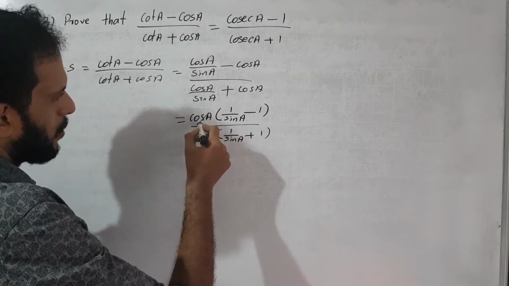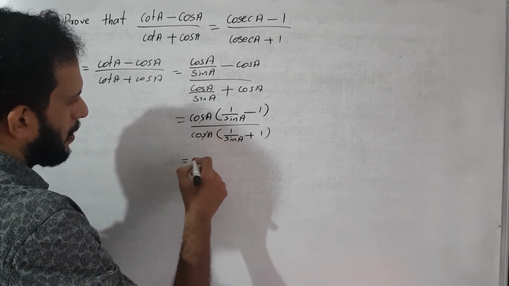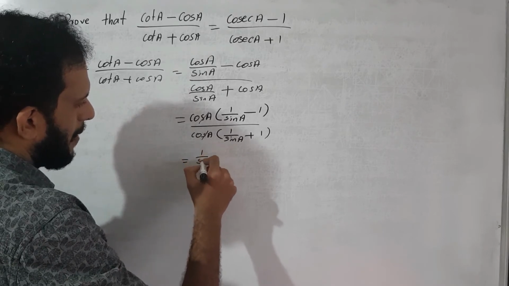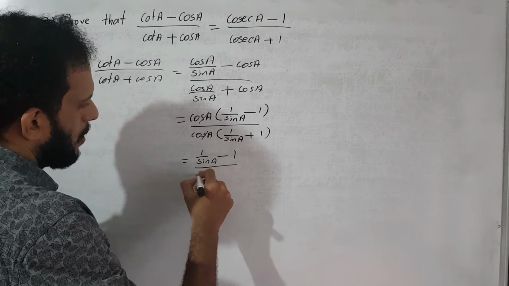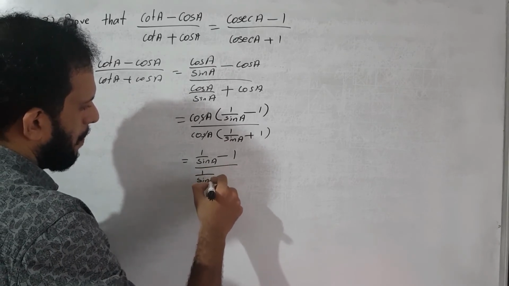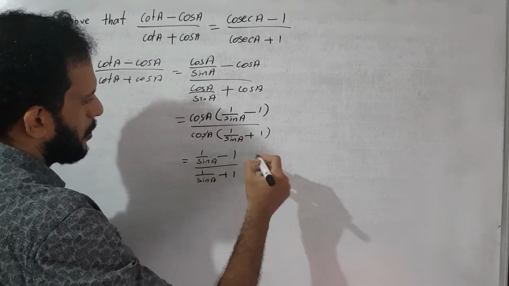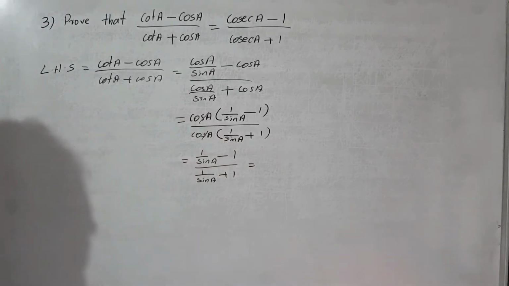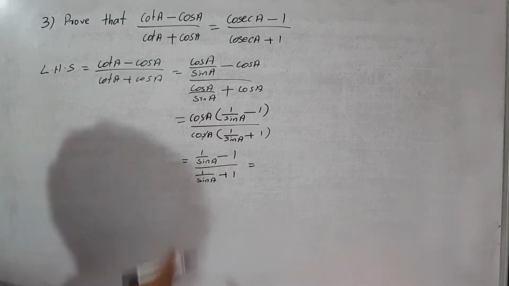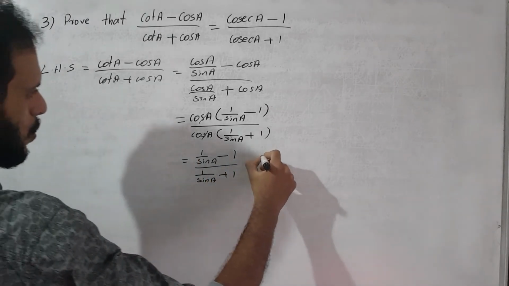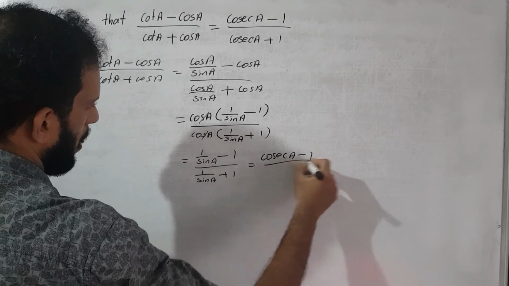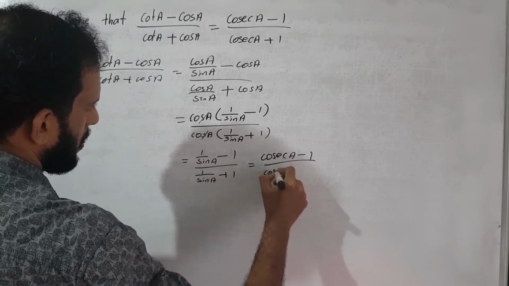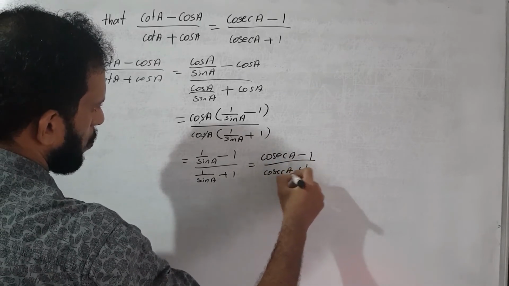Okay, so we cancel cos A and cos A, then what do you get? 1 by sin A minus 1 by sin A plus 1 is equal to, what is 1 by sine? The 1 by sine is cosec, correct? 1 by sine is cosec, so 1 by sin A is equal to cosec A minus 1 by cosec A plus 1.